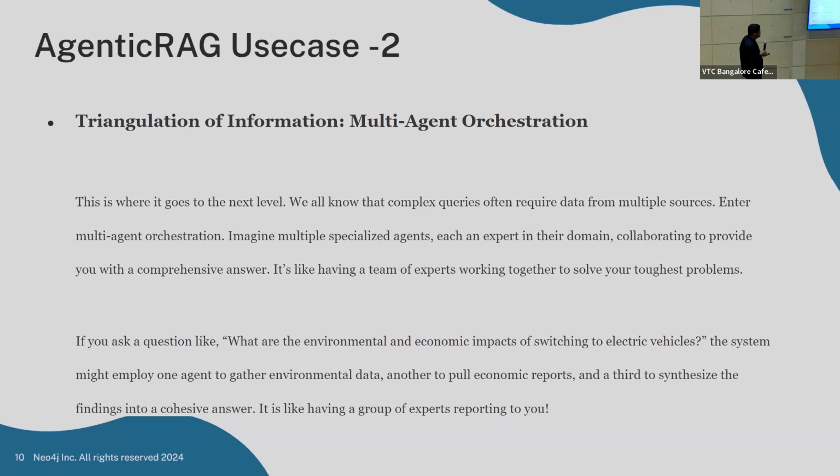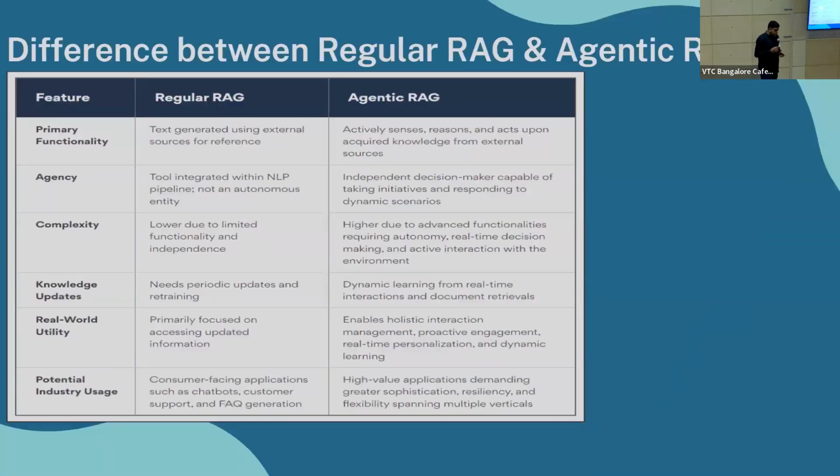I think this is another thing that I wanted to show, which is a key difference between traditional RAG and the AgenticRAG. First is based on primary functionality. The primary functionality of any traditional RAG is basically to just generate text from external sources. But if you look at the AgenticRAG, the primary function is that it will traverse, it will sense, it will reason, and it will even acquire knowledge from external sources. And based on that, it will probably give you the answer.